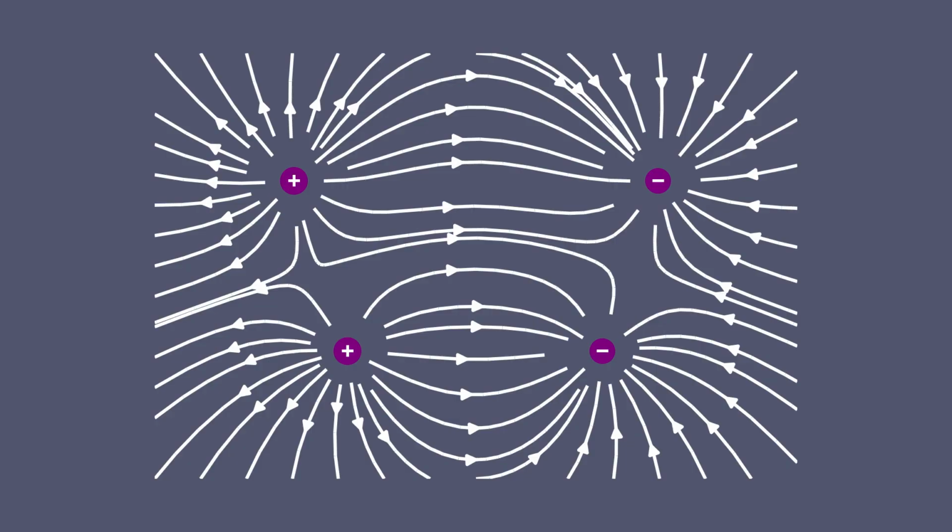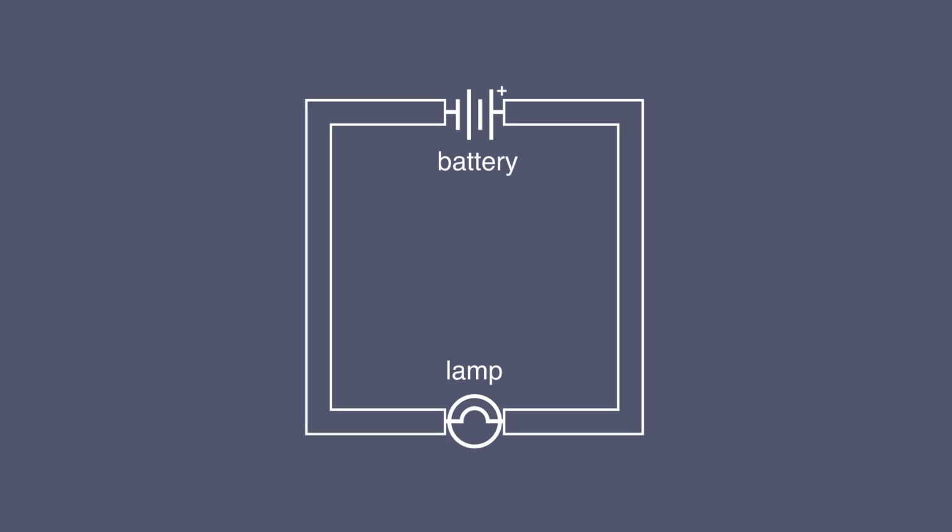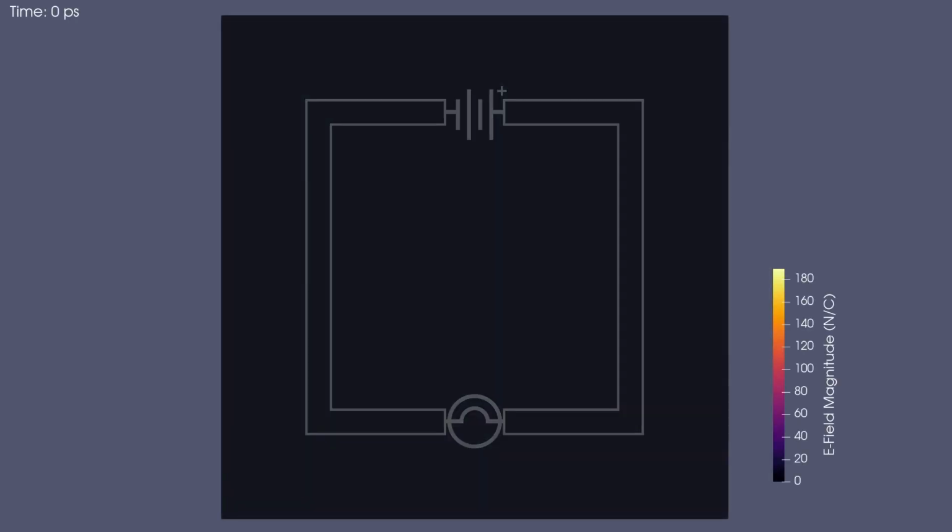Back to wires. I'm going to start with a simple DC circuit with a battery and lamp. The lamp is just there as a load. The battery is going to be a magic battery that I can turn on in a controlled fashion, and I'm going to make the wires thick so we can see what's going on inside. Now let's simulate the electric field as I turn on the battery.